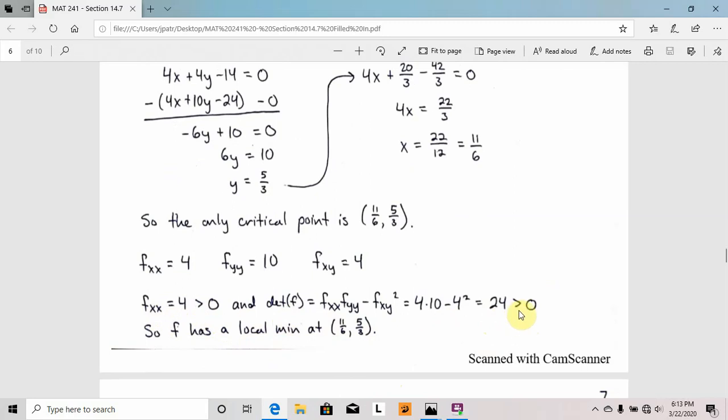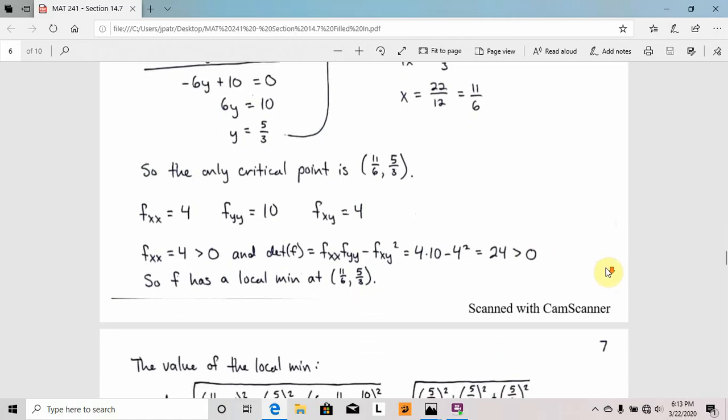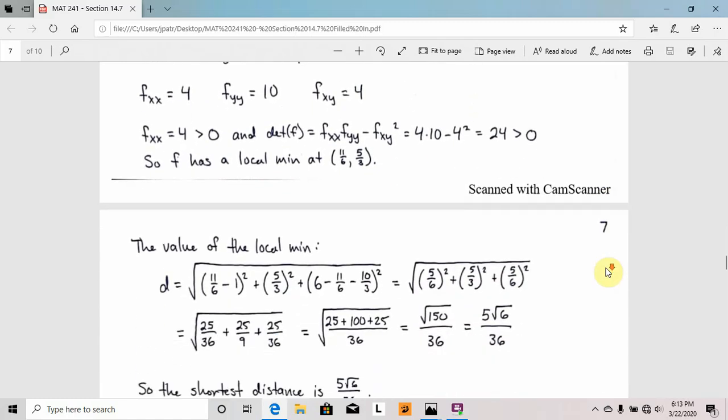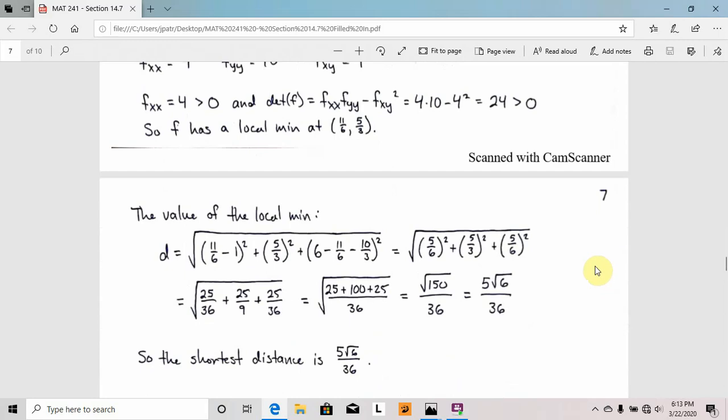So that's positive. So then that's going to be a local min, right? Positive determinant, and then second partial with respect to x is positive. So according to the second derivative test, that's going to be a local min. And then to keep going, what is that local min? Like, what's the function value? What is that actual distance?